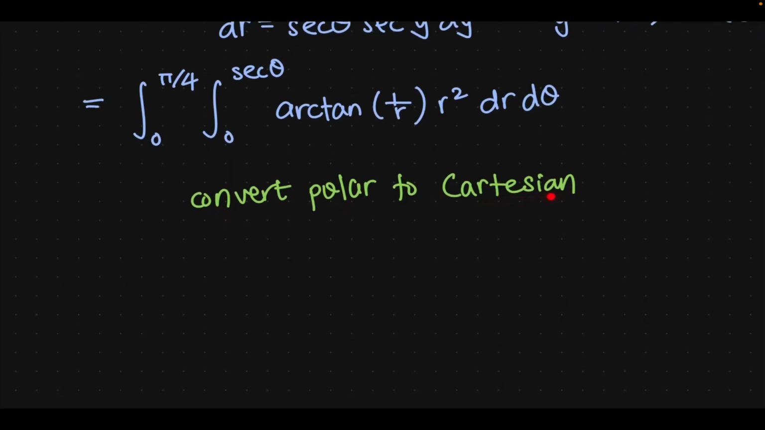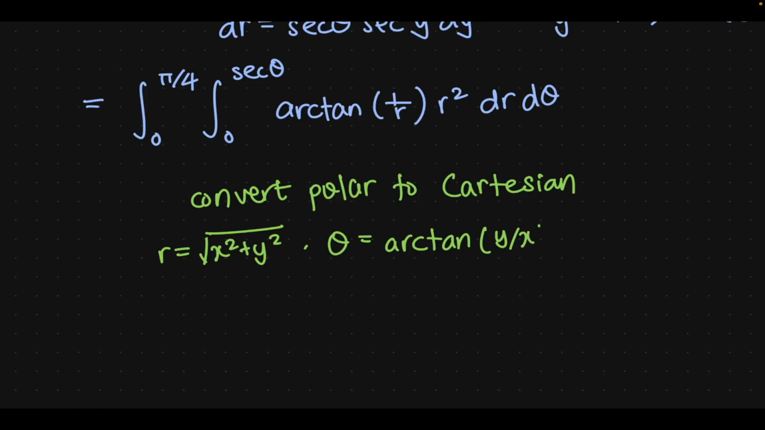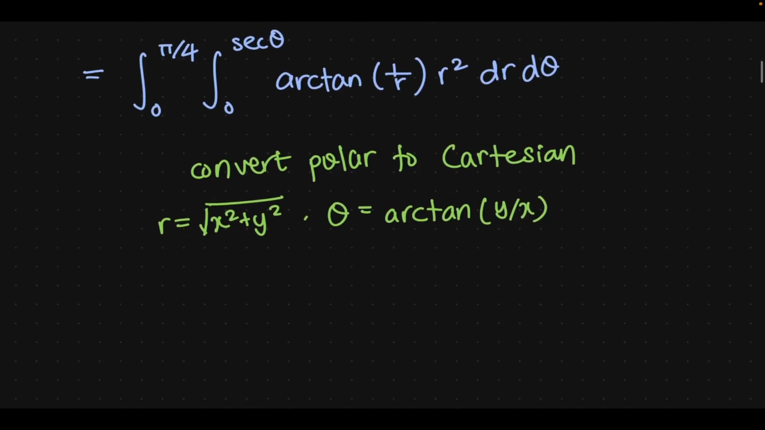We want to convert into the Cartesian, and I will justify why we do this later. First of all, the thing to note is r is the square root of x squared plus y squared, and theta is arctan of y over x. That's the transformation.